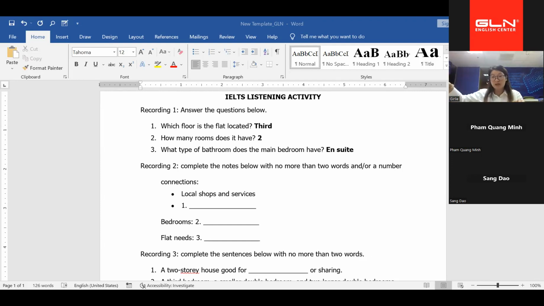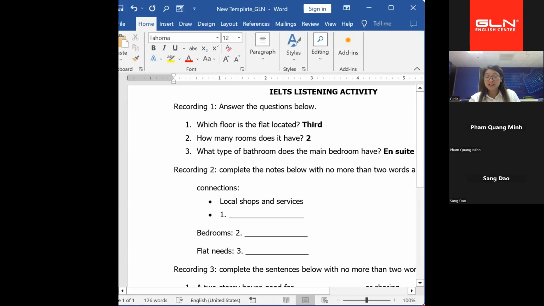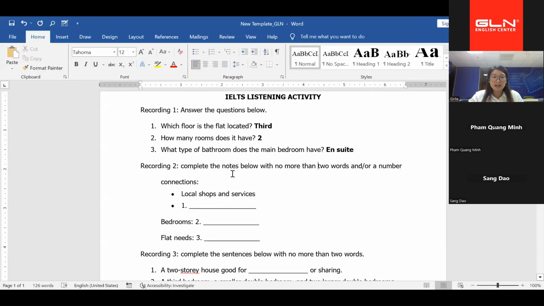So it's not separated, or in a different room, or outside the room. Okay, that's the meaning of ensuite. So in that case, the ensuite is kind of connected to decoding and being familiar. Okay, let's have recording 2.